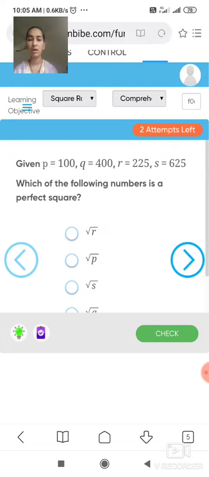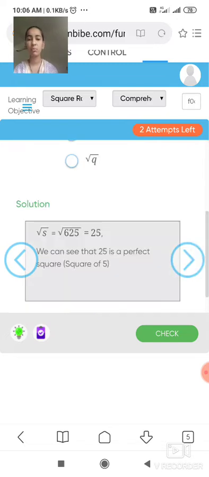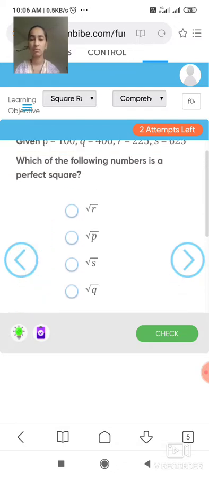Now P is 100, Q is 400, R is 225 and S is 625. Which of the following numbers is a perfect square? Either 100, 400, 625 or 225. Which of the following numbers is a perfect square? Yes, which is a perfect square? Root S, that means the square root of S, 625, is 25.